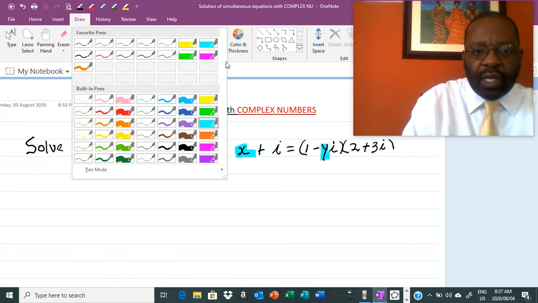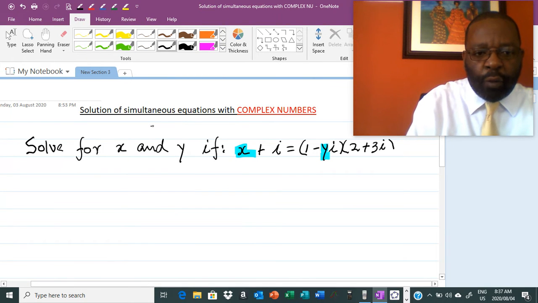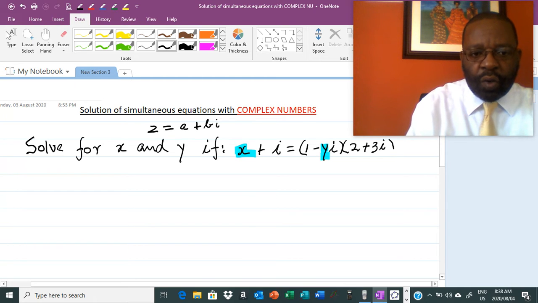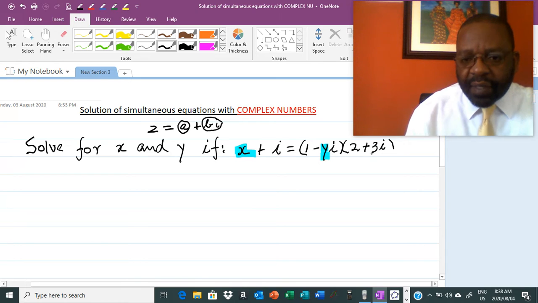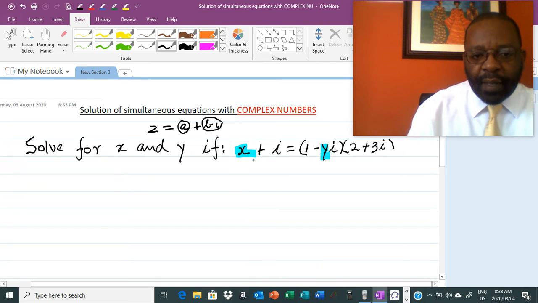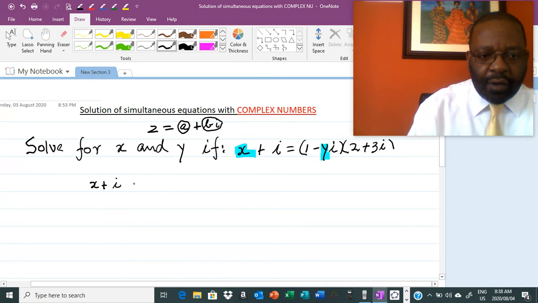Before we do that, we need to bear in mind that any complex number comes in a standard form of a plus bi, where a is your real part and bi is your imaginary part. So what we need to do here is to simplify this equation until we are able to identify the a part and the bi part. So let's start that. The left side is simplified, so we'll just write it down as it is.